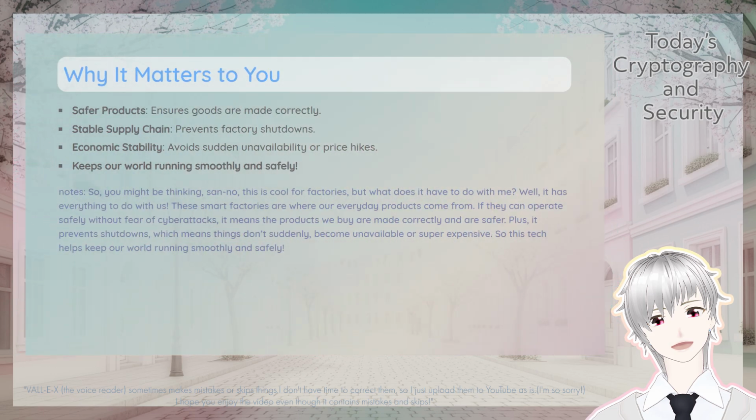So, you might be thinking, San, this is cool for factories, but what does it have to do with me? Well, it has everything to do with us. These smart factories are where everyday products come from. If they can operate safely without fear of malware attacks, it means the products we buy are made correctly and are safer. Plus, it prevents shutdowns, which means things don't suddenly become unavailable or super expensive. So this tech helps keep our world running smoothly and safely.